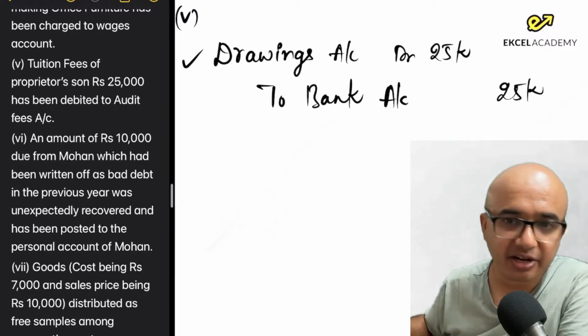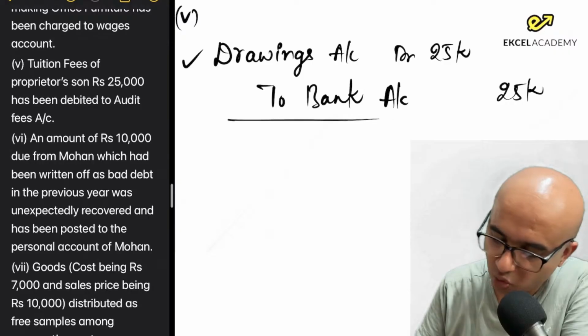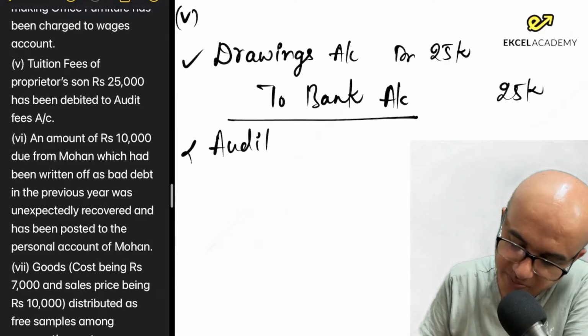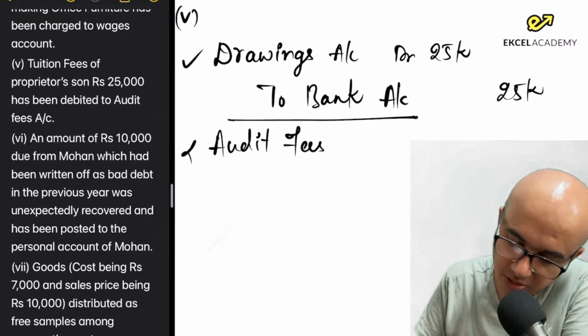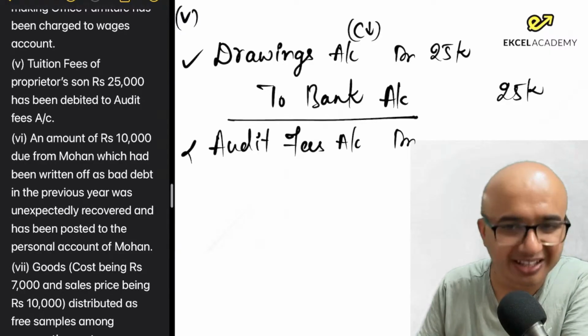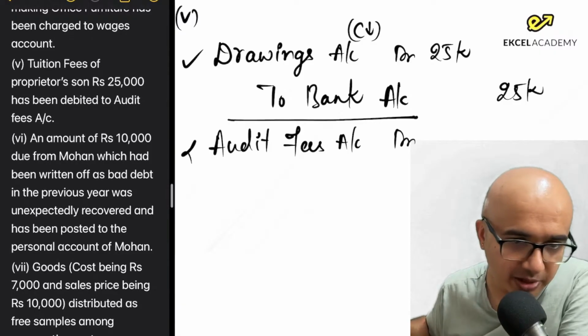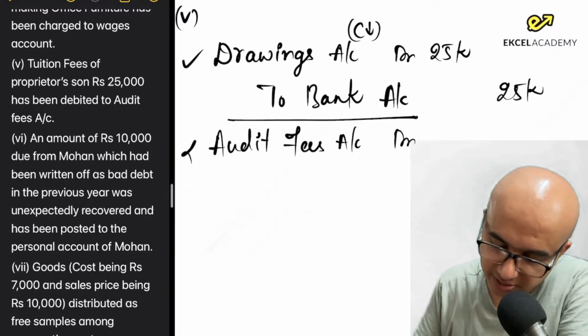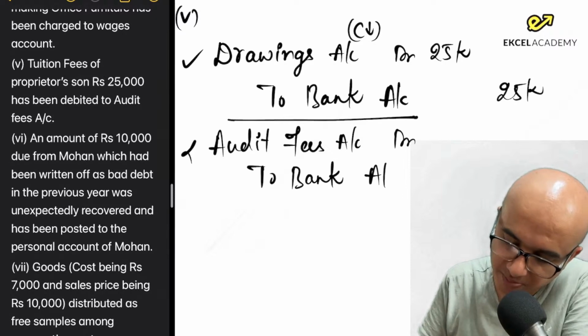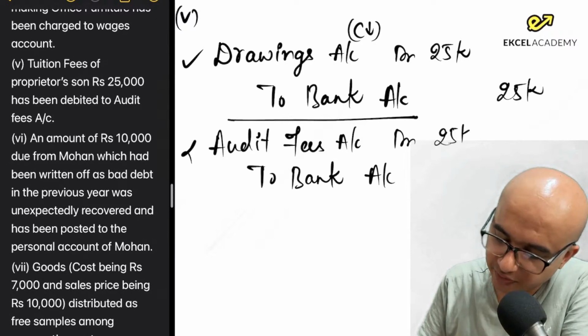Okay, this is the entry which they should have passed. So what did they do? Unfortunately, they debited audit fees. Who will debit audit fees for this? This is nothing but decrease in capital or decrease in liability also, because capital is anyway liability. We already know that. Then to bank. This is the entry which they have passed. 25, 25.